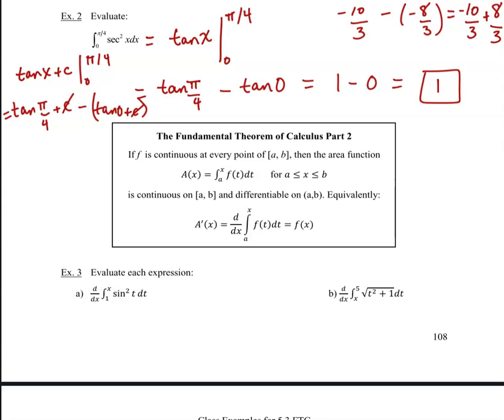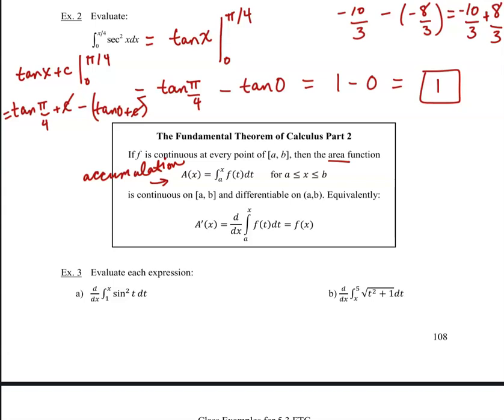So it says, if f is a continuous function at every point in the interval a to b, then the area function would be the integral of f from a to x, where x ranges from a to b. This is called the area function. This is also called an accumulation function. And all this means is that if we were to integrate f from a to whatever x value we're talking about, we cover the area underneath the curve.